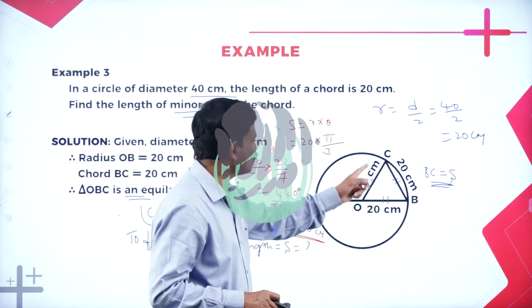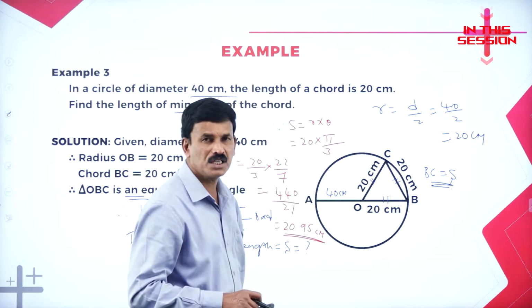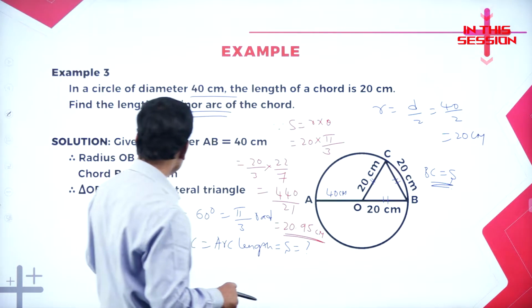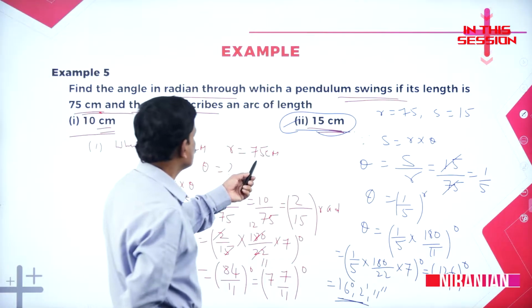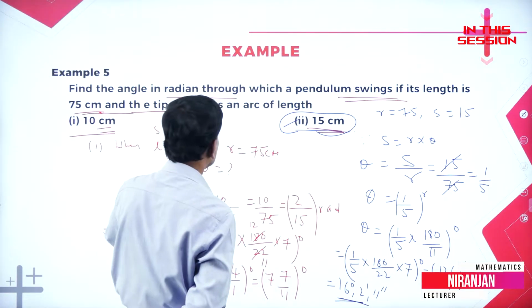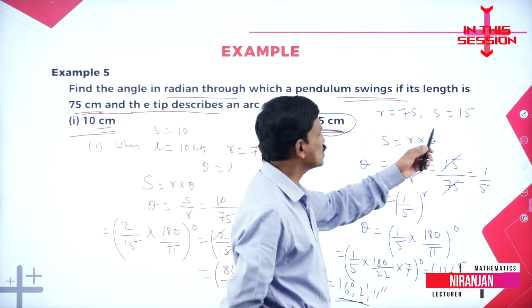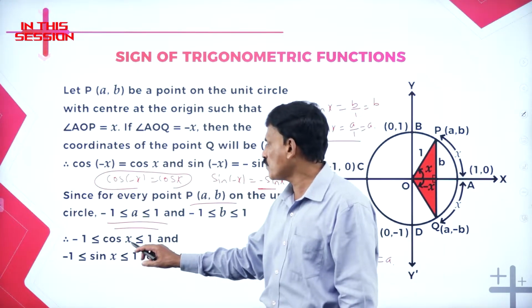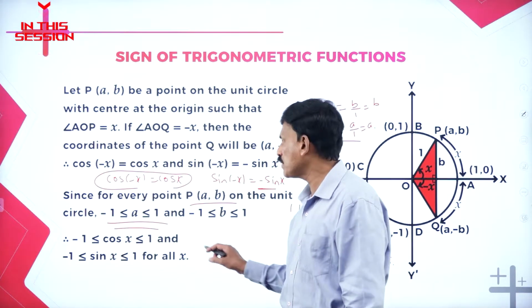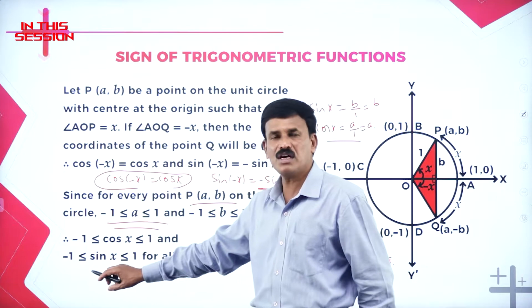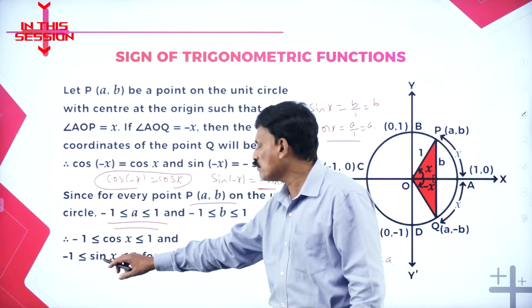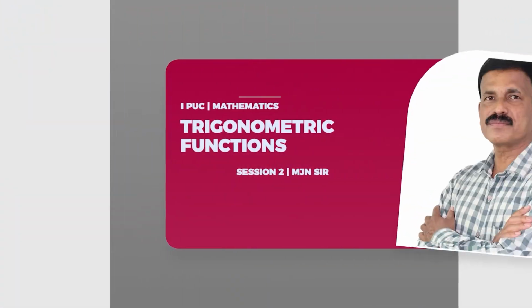OB is equal to OC is equal to CB, all are equal, therefore OBC is an equilateral triangle. When R is equal to 75, L is equal to 10 centimeter. Again, when R is equal to 75, L is equal to 15. The value of cos x lies between -1 and +1, and similarly the value of sin also lies between -1 and +1.